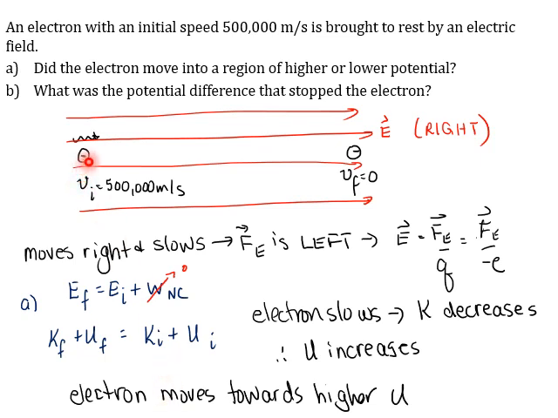If we think about something moving and slowing down, let's go back to our example of gravitational potential energy. If a car is rolling up a hill, it will slow down. As it goes up the hill, it's higher potential energy. So this makes sense, higher potential energy. Now, we weren't asked about potential energy, we were asked about potential.